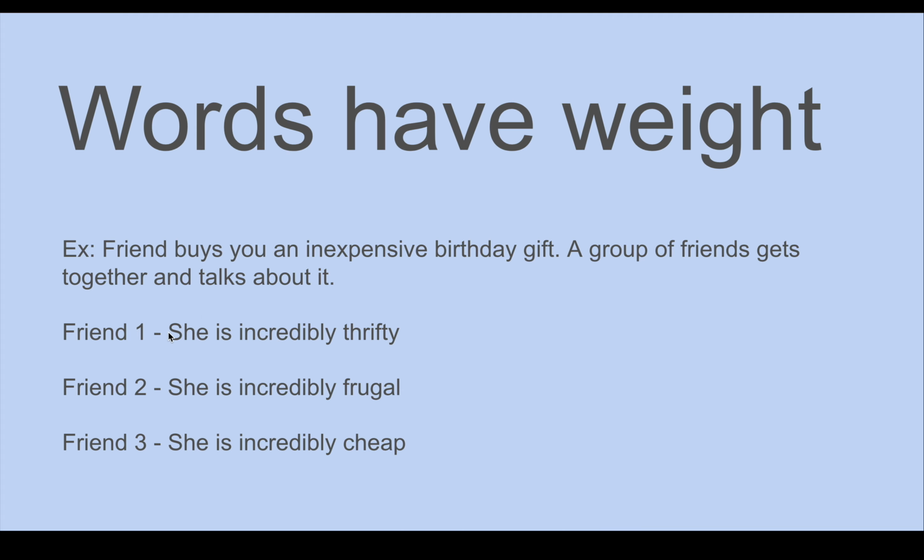It also seems to imply that the gift is probably pretty good, right? If you say, wow, she's incredibly thrifty, you're saying that in a positive way, which means you probably like the gift. Friend 2, though, is not as strong of a praise for this person, right? Friend 2 says she is incredibly frugal. Well, thrifty and frugal, the denotations are essentially the same. They are synonyms, right? But there's a different emotional weight behind friend 2 saying this, right?